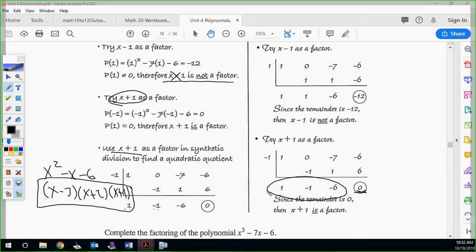So synthetic can be a little bit faster once you find the 0. Okay, so kind of whichever one you want to use. I don't think one's right or the other. There we go. And so when you factor that, we get the same we got over here.